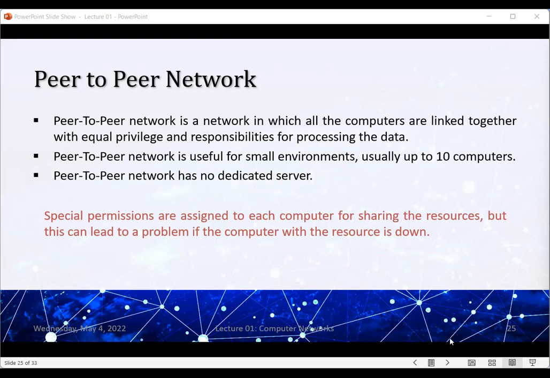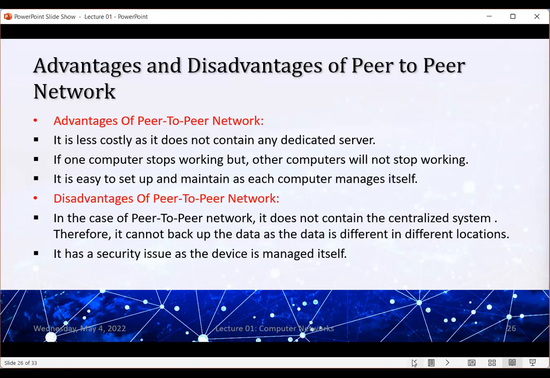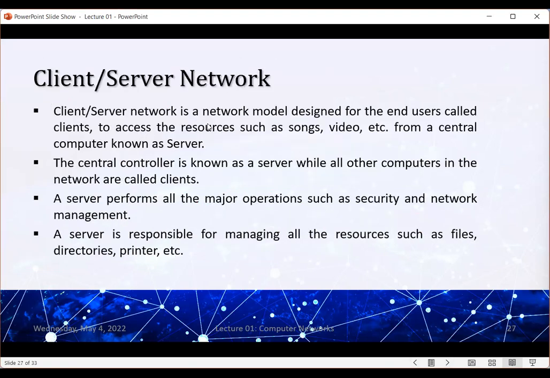Now let's move to the client-server network architecture. In the client-server network architecture, we have a server. It's like a central controller of the entire network. That device will share the information with the others, and that device will keep the information instead of the others. That is the device which is managing all the resources in the client-server network architecture.